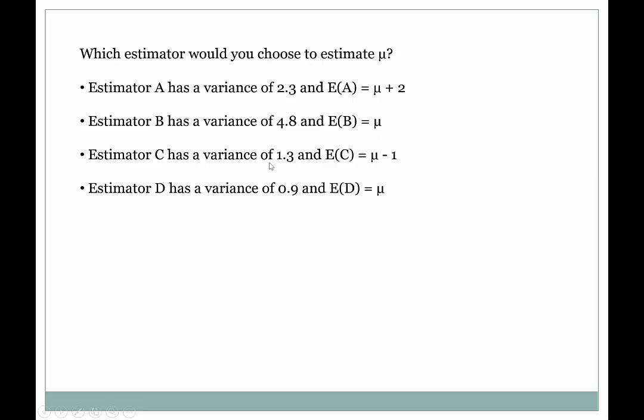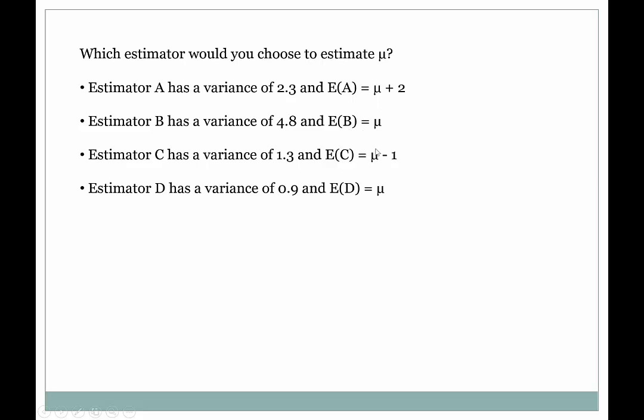We can also toss out estimator C. Estimator C is also biased. It has the mean minus 1 as its expected value, so it's not equal to the mean. It consistently underestimates, so we want to toss this one out as well. However, look at the variance for C. It has a very good variance; 1.3 is small.